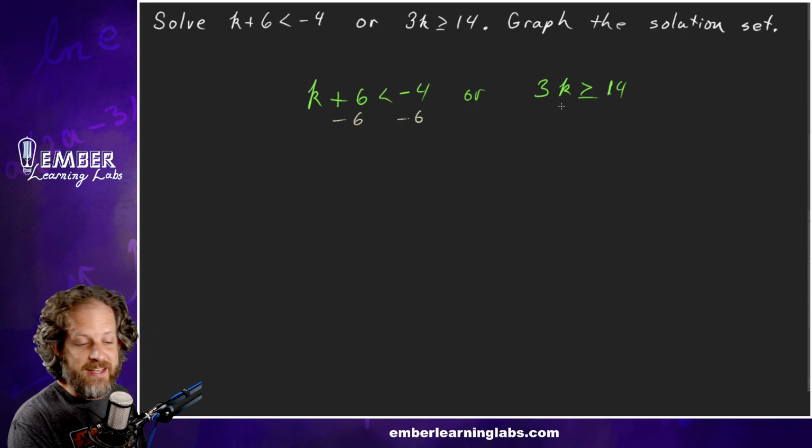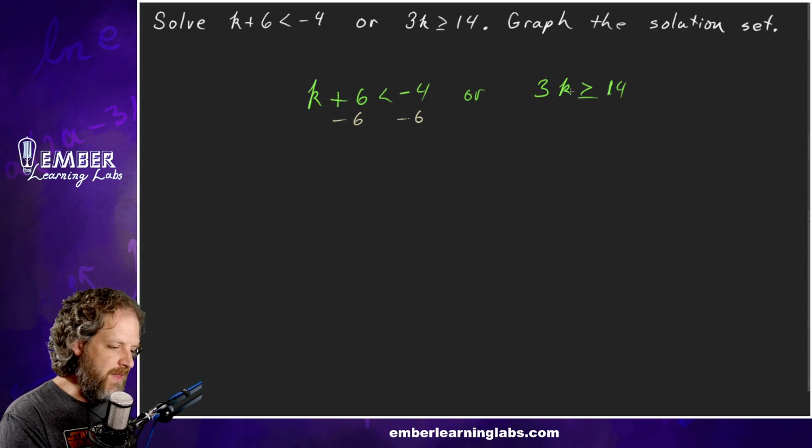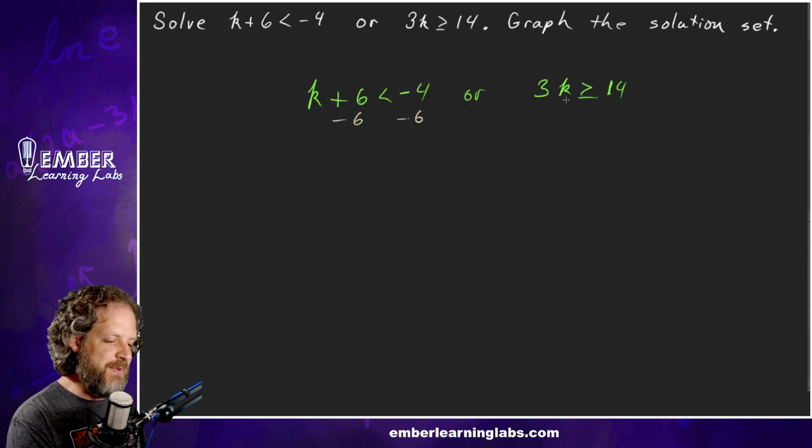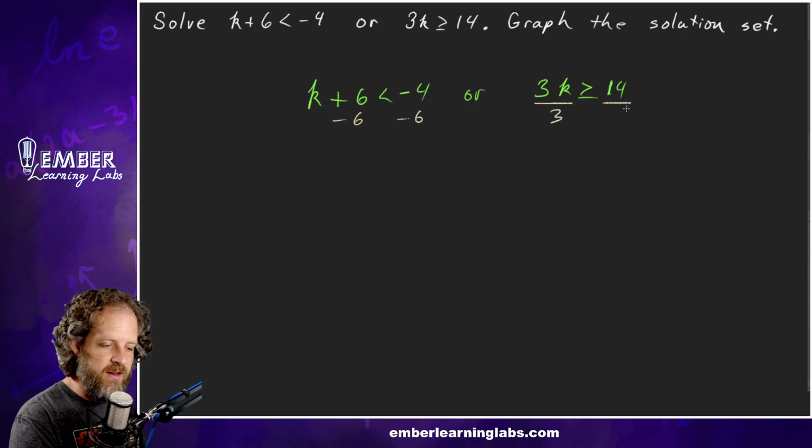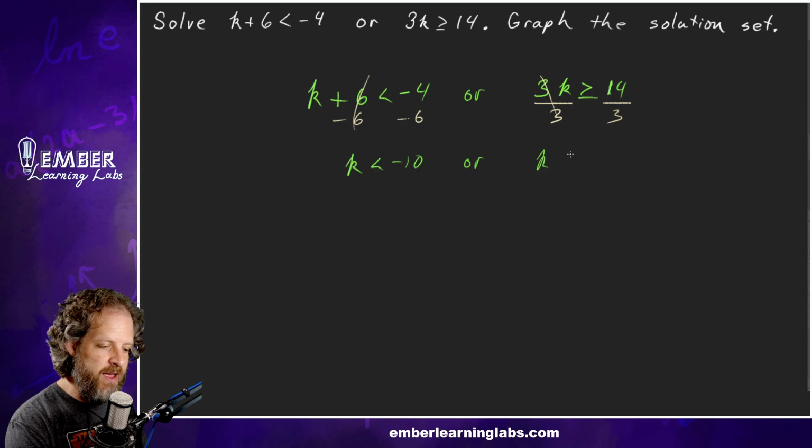This one, while I've got my secondary color, I'm going to go ahead and do the secondary steps as well. So I've got 3 attached to k through multiplication, so I'm going to divide to get rid of it. Divide by 3, divide by 3. Cancels, cancels. So we're left on this first equation with k is less than -10, or k is greater than or equal to 14 thirds.